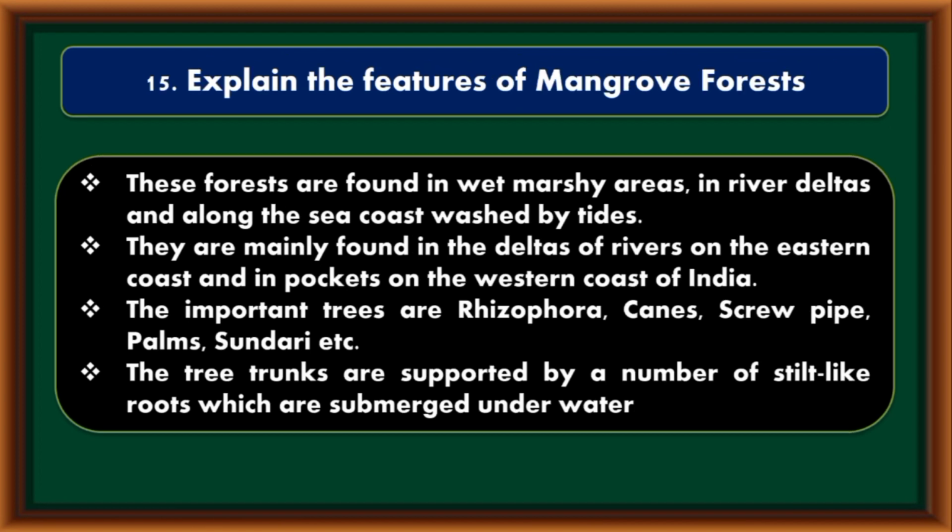Explain the features of mangrove forest. These forests are found in wet marshy areas, in river deltas and along the sea coast washed by tides. They are mainly found in the deltas of rivers on the eastern coast and in pockets on the western coast of India. The important trees are rhizophora, canes, screw pine, palms, sundari, etc. The tree trunks are supported by a number of stilt-like roots which are submerged under water.